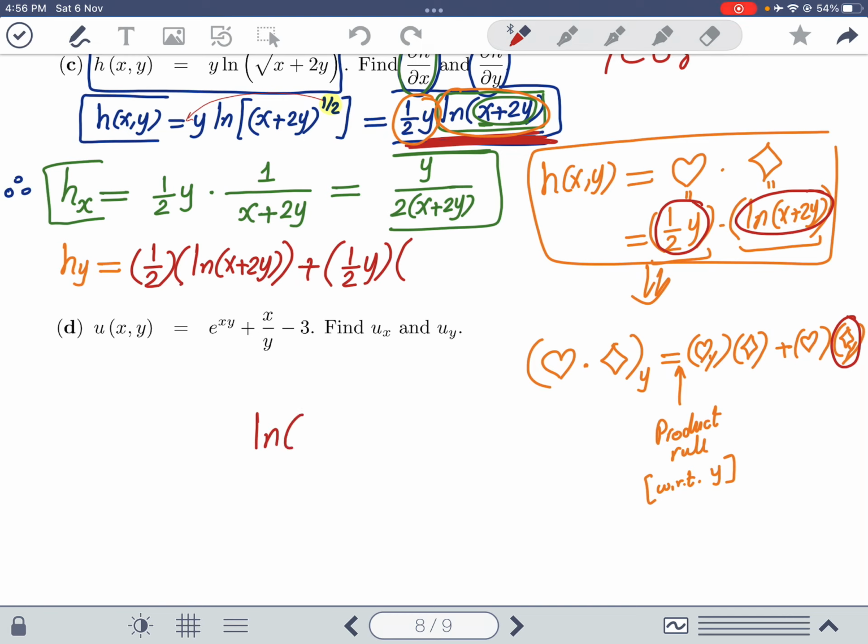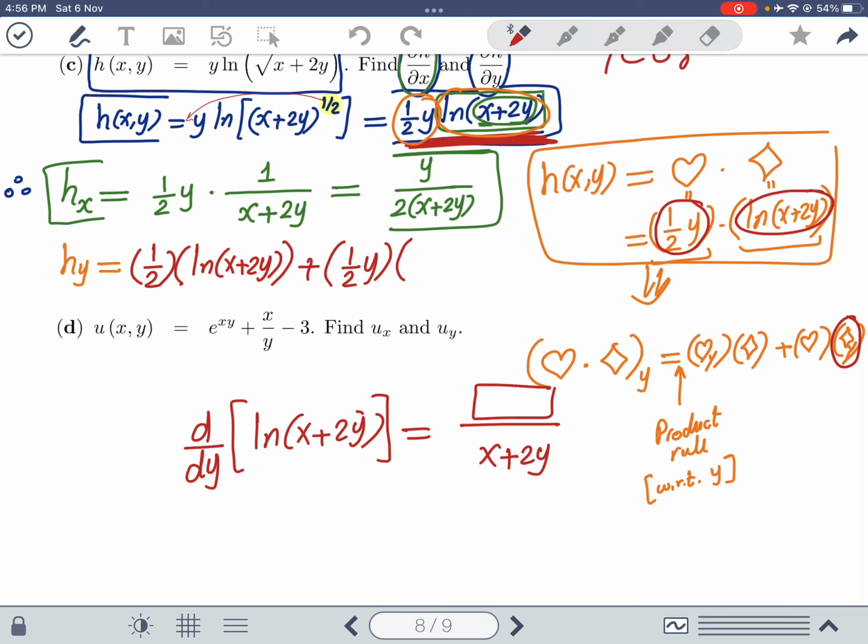If you have ln x plus 2y and I ask you take its derivative with respect to y. Remember, log is one of the easiest things to take its derivative. Just copy in the denominator what you have inside, and then in the numerator, take the derivative of the inside with respect to, in this case, y, because they asked us y. So derivative of this with respect to y is 0 plus 2 times y, 2. So it will be 2, the derivative. Because derivative of x with respect to y is 0, and 2y with respect to y is 2. So this whole thing will be just 2.